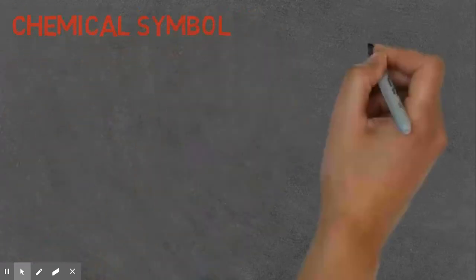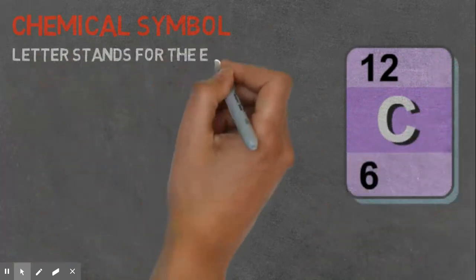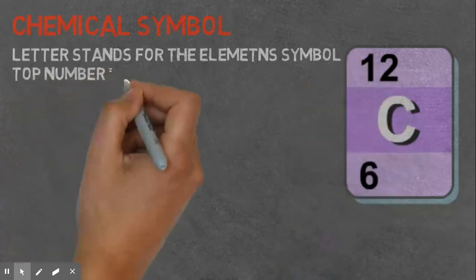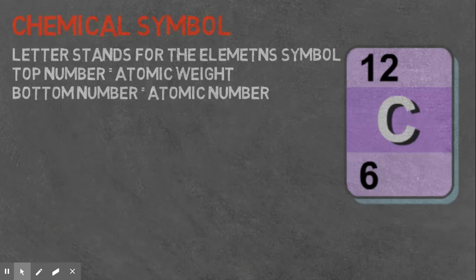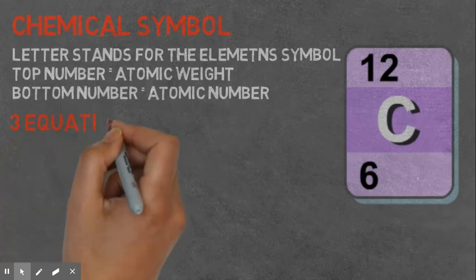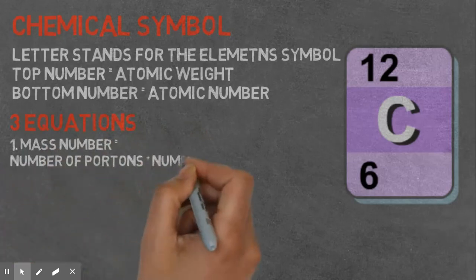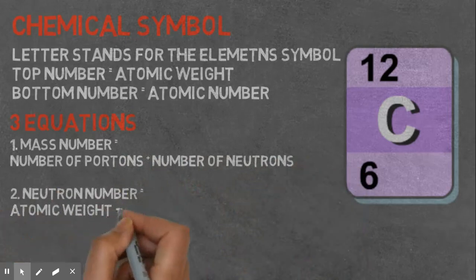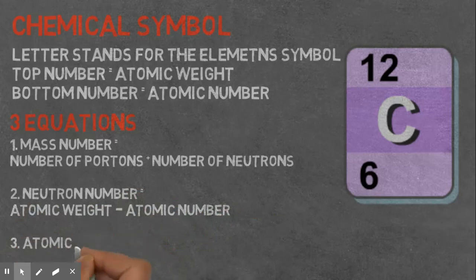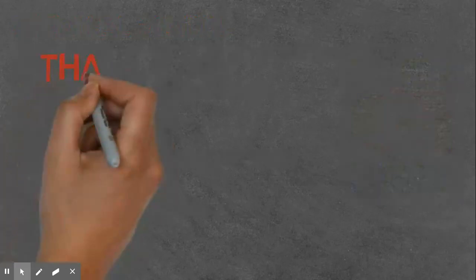When we're looking at the chemical symbol for an element, the letter is the element symbol, and it's how it's represented in a chemical equation. The top number is the element's atomic weight, and the bottom number is the element's atomic number. There are 3 equations that we use to help us calculate subatomic particles. Mass number equals number of protons plus number of neutrons. Number of neutrons equals mass number take atomic number. The atomic number is the number of protons. Remember, an atom always has the same amount of protons and electrons.